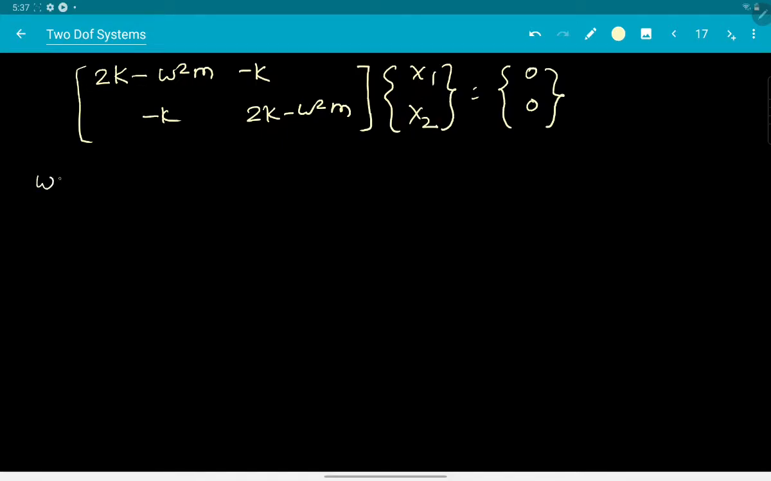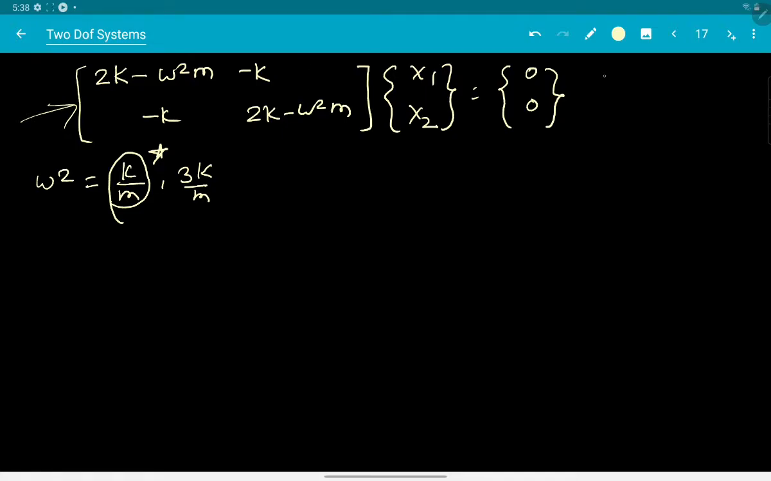obtained that omega square should take one of two values, one of which is k by m and the other one is 3k by m. Okay, let me try to pick this value first. The first value, which is k by m, and let me try to put it over here. So if I put it over here, actually if you see over here, you are getting two equations, but both those equations are not independent. The same equation is repeating over here.